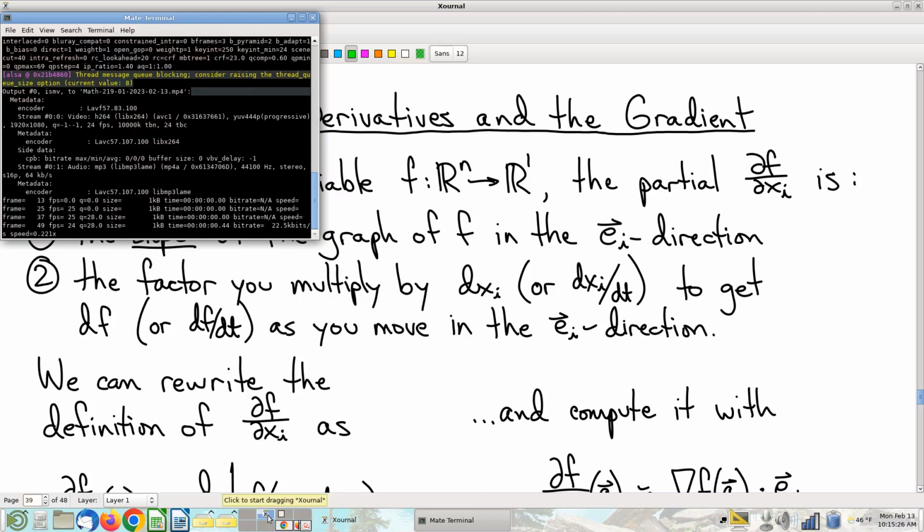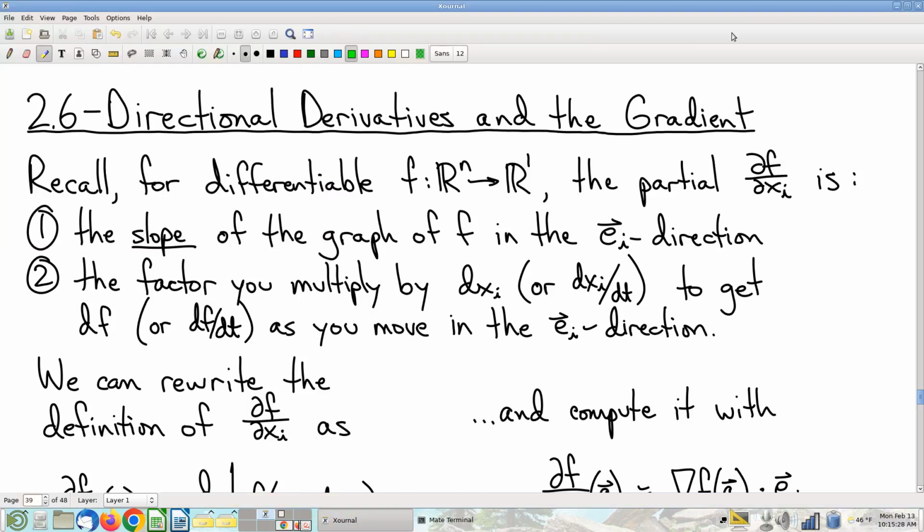Okay, so new topic for today, starting section 2.6. We're going to define something called directional derivatives. I'm going to lead into this in a kind of unusual way. I'm not going to derive formulas. I'm going to make a kind of hand-waving, impassioned speech to try to persuade you that this seems plausible.